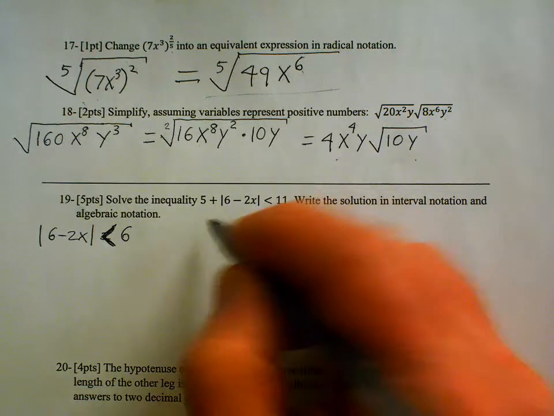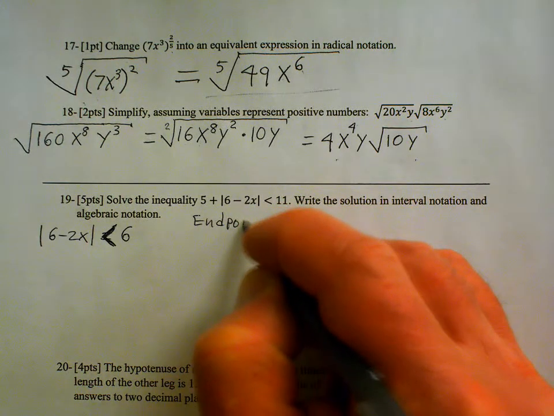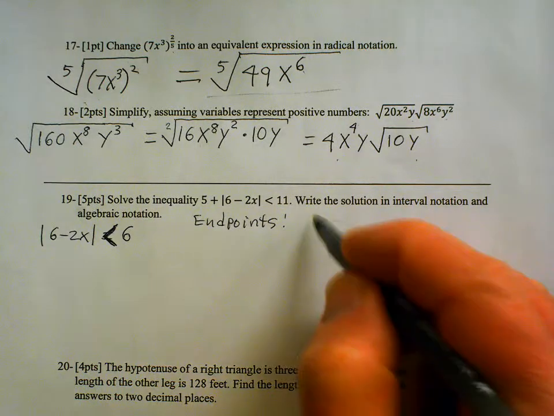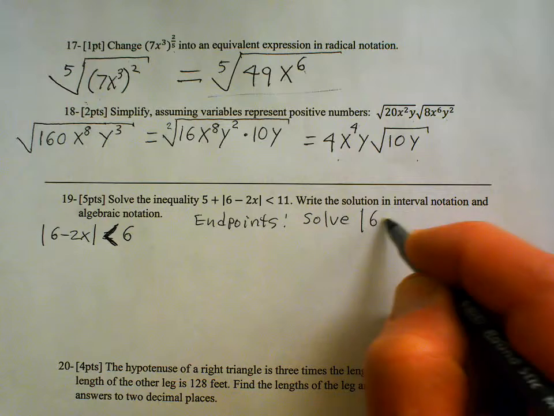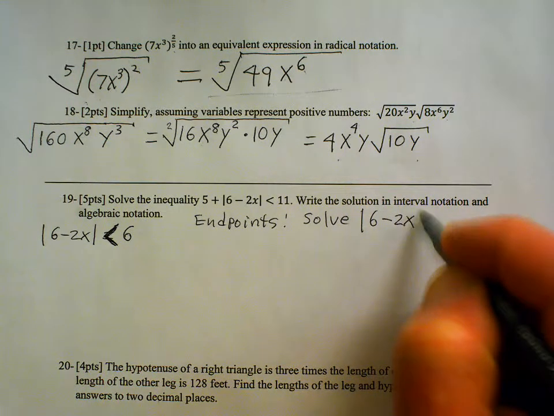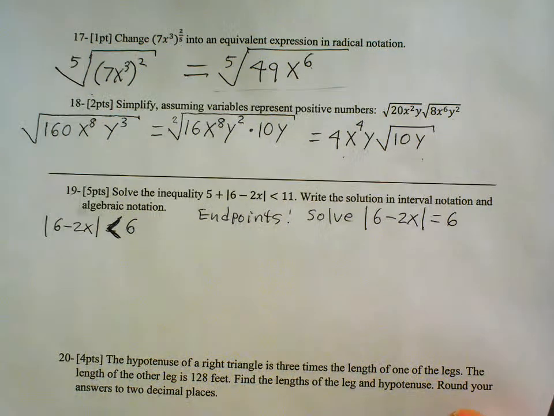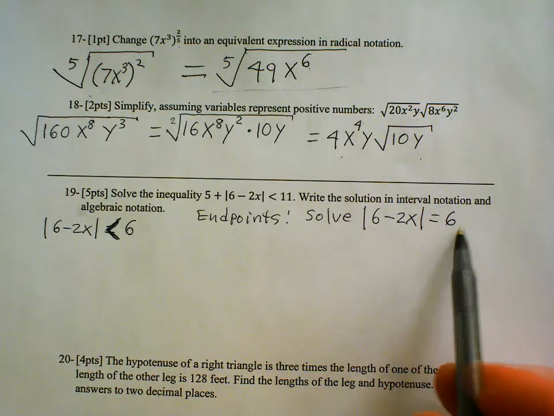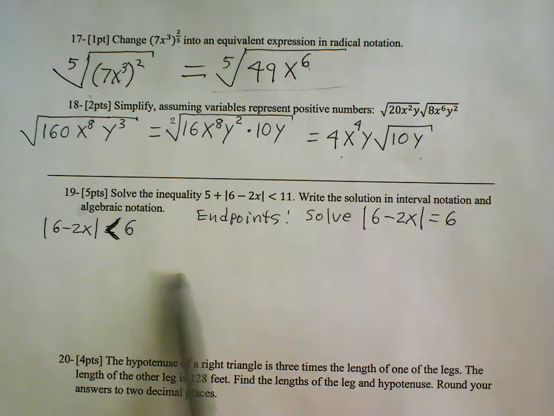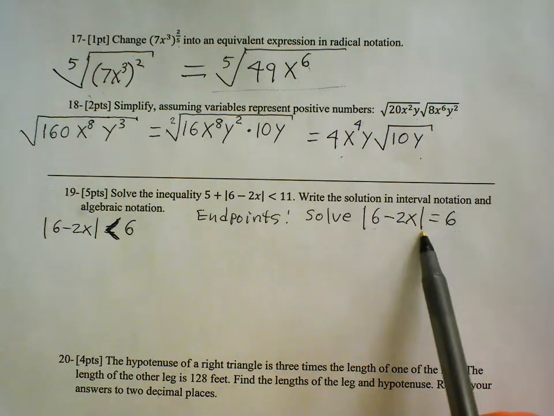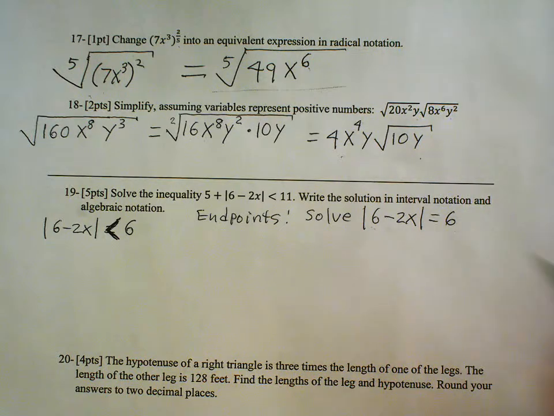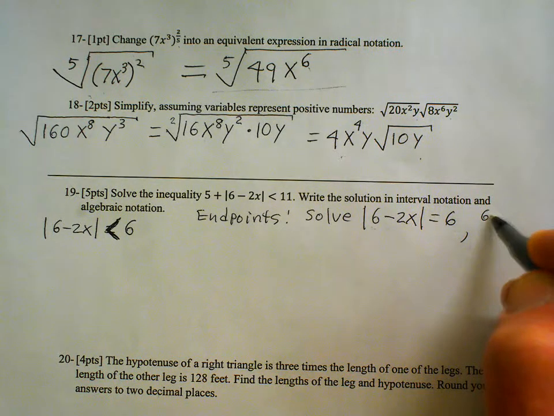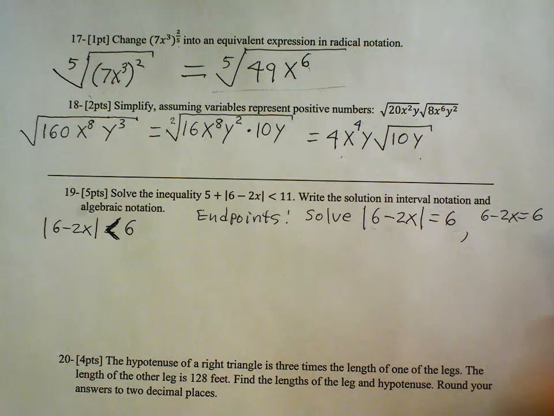To find the endpoints, solve the absolute value equation. Solve the absolute value of 6 minus 2x is equal to 6. The solutions to this equation are the endpoints, and then after we find the endpoints, we'll test the intervals. So if the absolute value of 6 minus 2x is 6, then that means 6 minus 2x is either 6 or 6 minus 2x is negative 6.